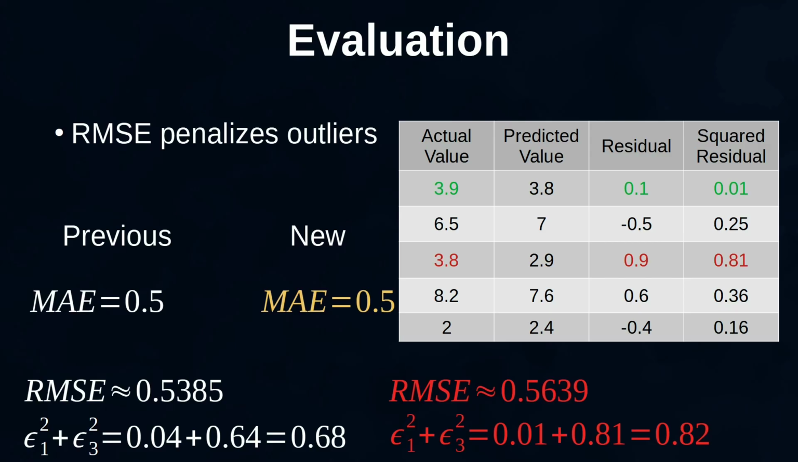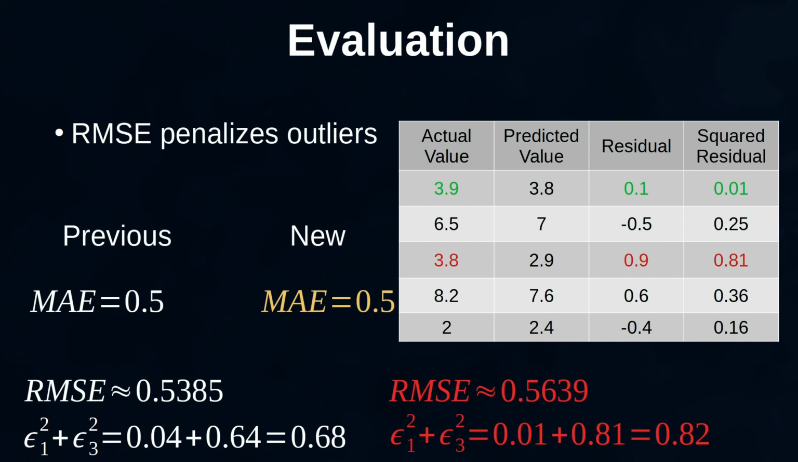In this other example, you can see the opposite scenario. The first point is decreased from 4 to 3.9, while the third point is increased from 3.7 to 3.8. The mean absolute error still has the same value, but for the root mean squared error, by further increasing the distance of the outlier, the sum of the first and third squared residuals goes from 0.68 to 0.82, and this results in an increased root mean squared error.